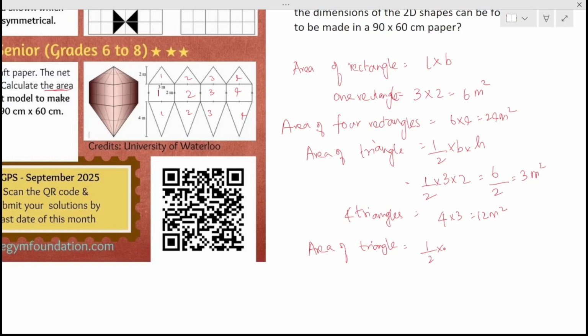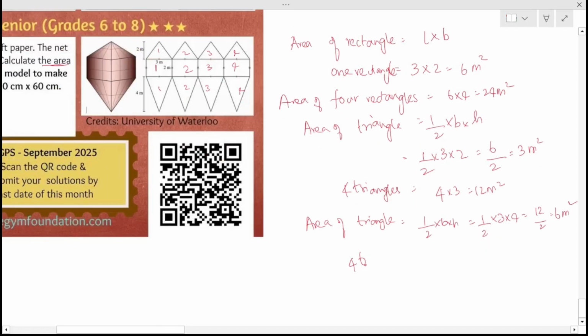So in this case, the base is again the same, 3 into 4, right? So 4 3s are 12, divided by 2 is 6 meter squared, and for 4 triangles it would be 6 times 4, which is 24 meter squared. So now, in order to find the area of the entire paper used, you can just add all of them.